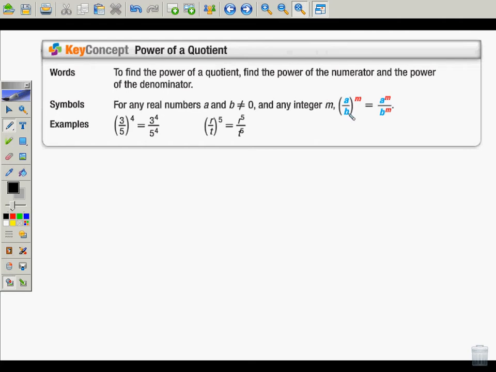As long as you're just dividing within parentheses and you're raising everything inside the parentheses to an exponent, you can kind of think of it as distributing the exponent to each part inside parentheses. So for example, 3 over 5, all raised to the 4th power, becomes 3 raised to the 4th power over 5 raised to the 4th power. You just distribute that exponent to each part inside parentheses. r over t raised to the 5th becomes r to the 5th over t to the 5th.